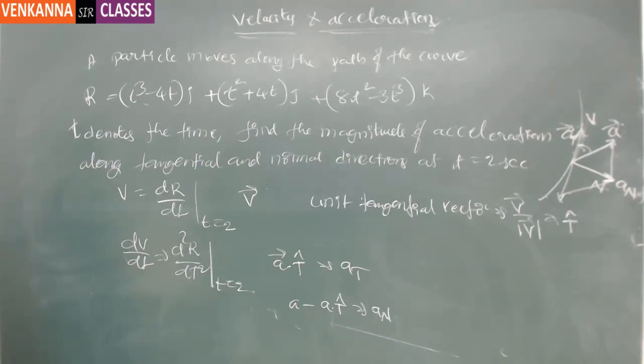What is the velocity at t is equal to 2? 8i plus 8j minus 4k. That's correct. Everybody got the same? Right? Okay, great. So then find out the acceleration at t is equal to 2. What is the acceleration at t is equal to 2?